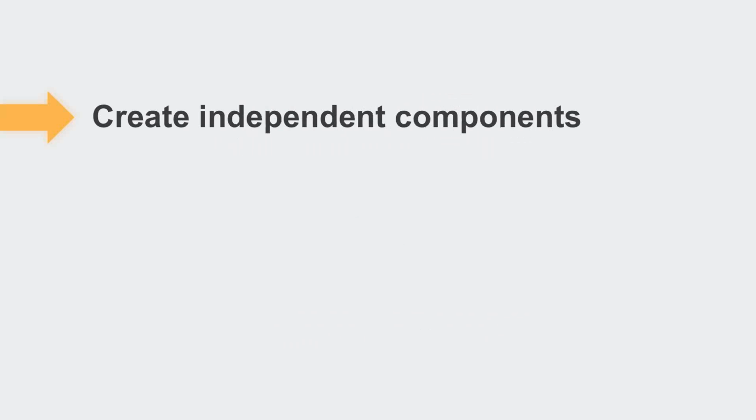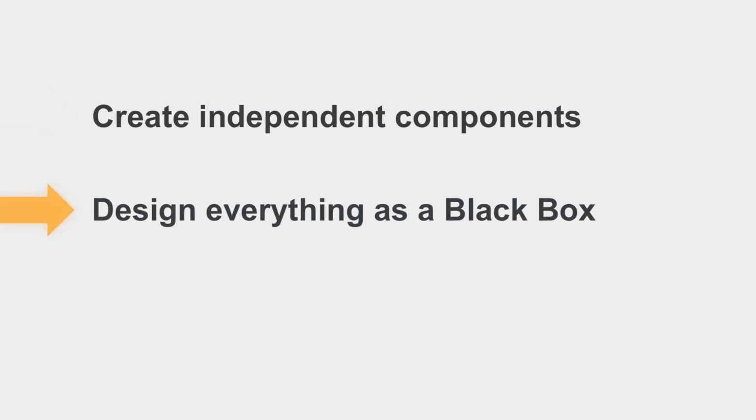You should be able to create independent components. So basically, every component does one type of job, one service, right? You should be able to design everything as a black box. You have a clear interface between these different levels of services. One service doesn't need to know how another service functions internally, and doesn't have any dependency on how that functions. It only knows that it has these types of inputs and these types of outputs.